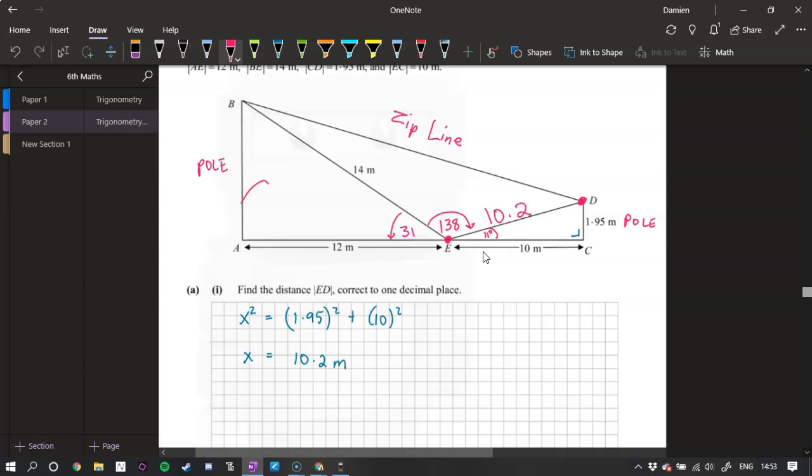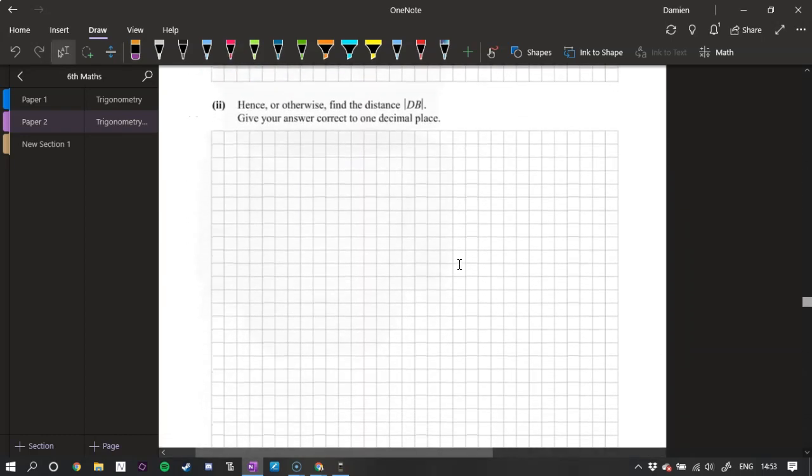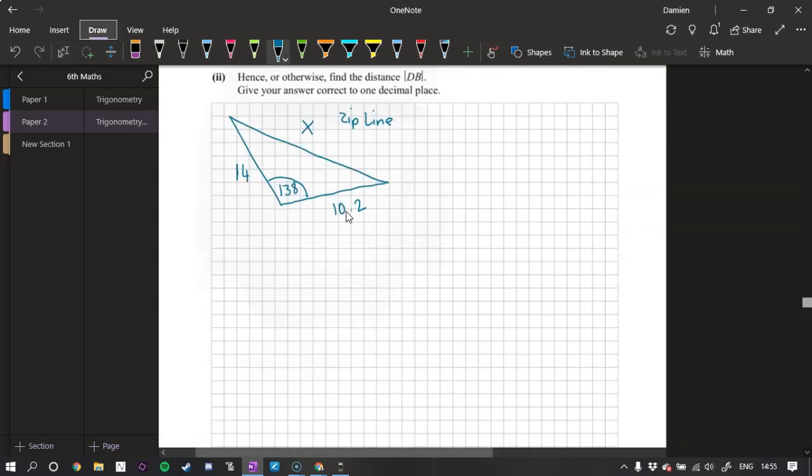So the next one is to find the length of the side DB. So where's DB? DB is the zip line. So this is what we've got to find. Again, I would probably redraw out that triangle to see what I've got. Let's go down here and let's start redrawing the triangle. I'll be back in a second with the triangle. Okay, so here's our diagram, copied down from above.